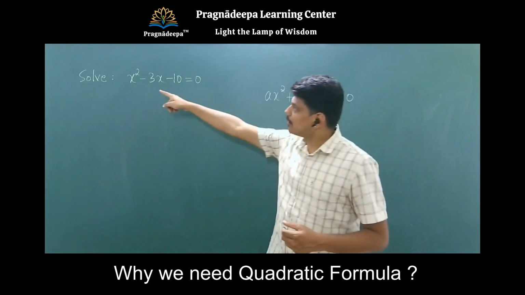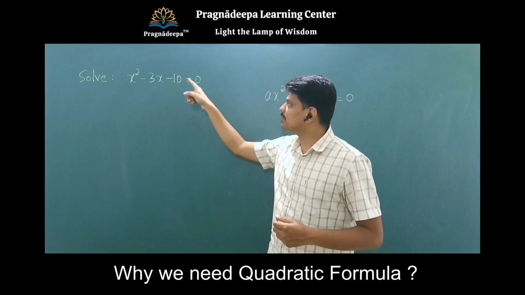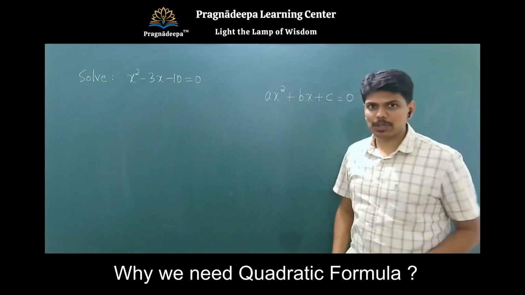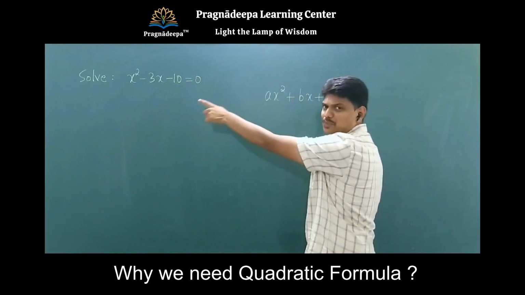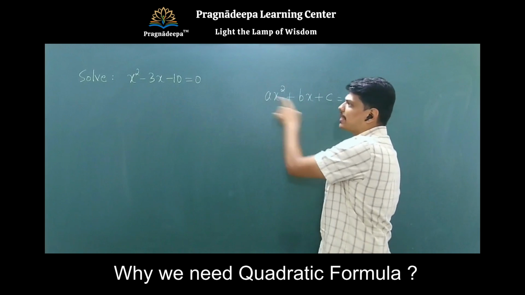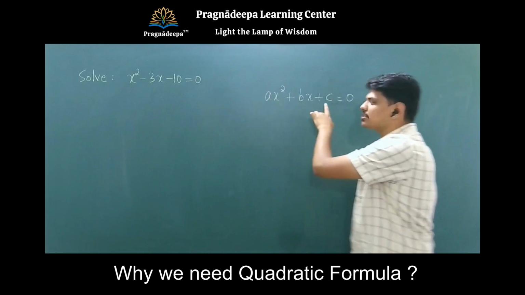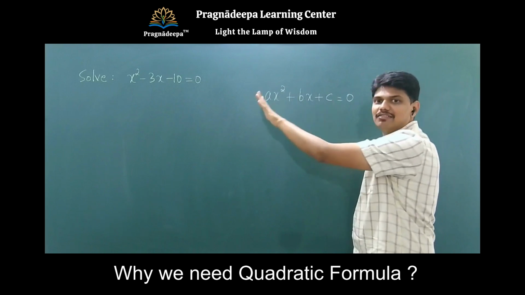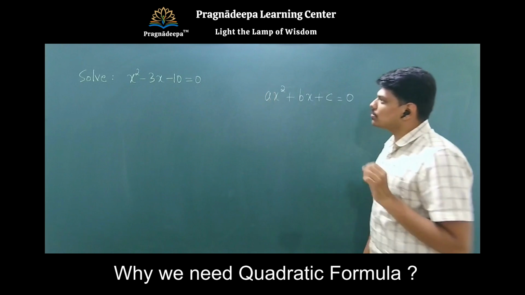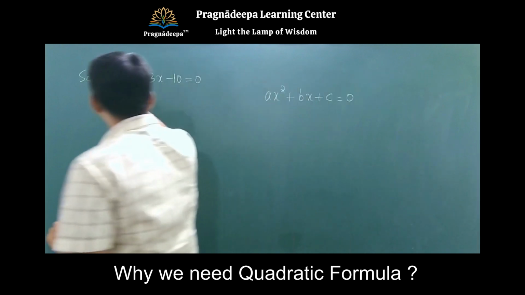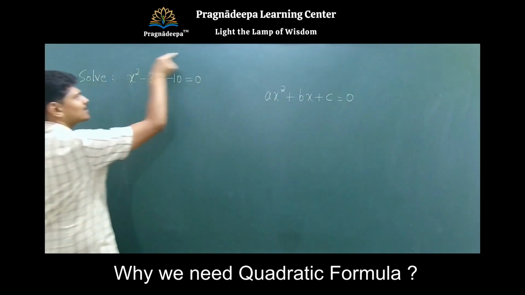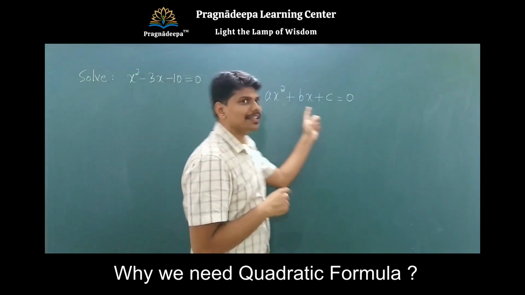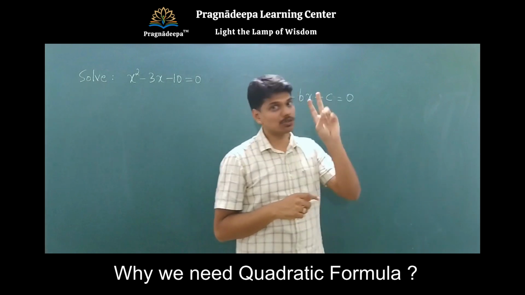There is a problem of the form x squared minus 3x minus 10 is equal to 0. Clearly, it is a quadratic equation with coefficient of x squared as 1, coefficient of x, that is b, is minus 3, and coefficient of x power 0, or the constant term c, is negative 10. Now our aim is to find the value of x which satisfies this given equation. And clearly we know that a quadratic equation has at most two roots.